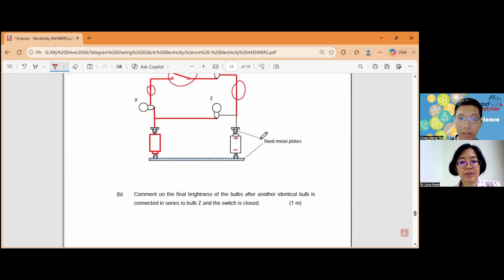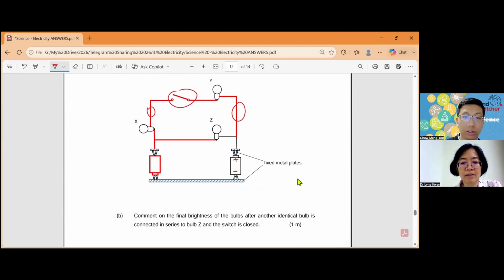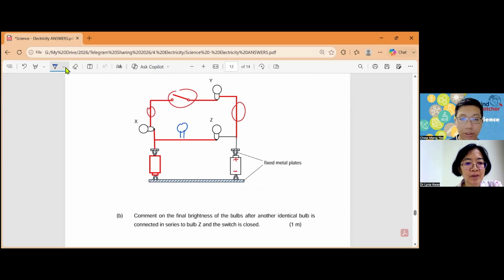Okay, part B. Compare the final brightness of the bulb after another bulb is added in series to Z, and the switch is closed. So now I add one more bulb here. Let me use a different color. One more light bulb here. Assuming it is connected correctly. So what will the final brightness be?